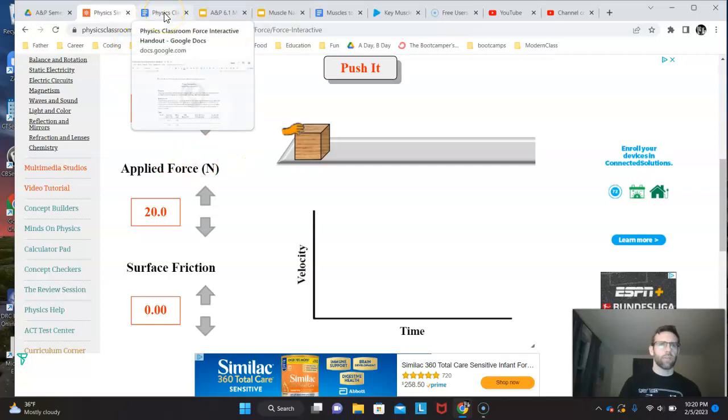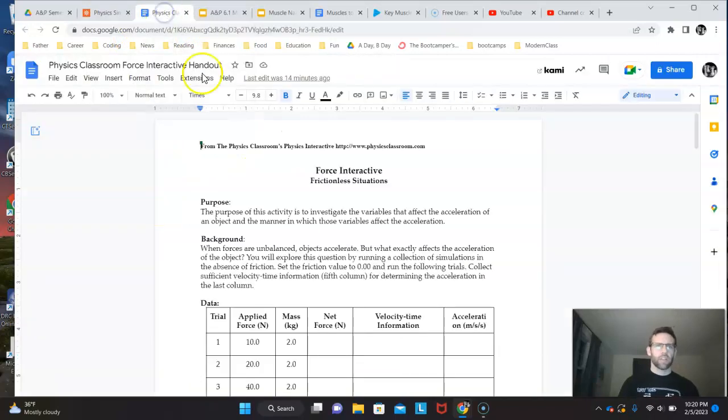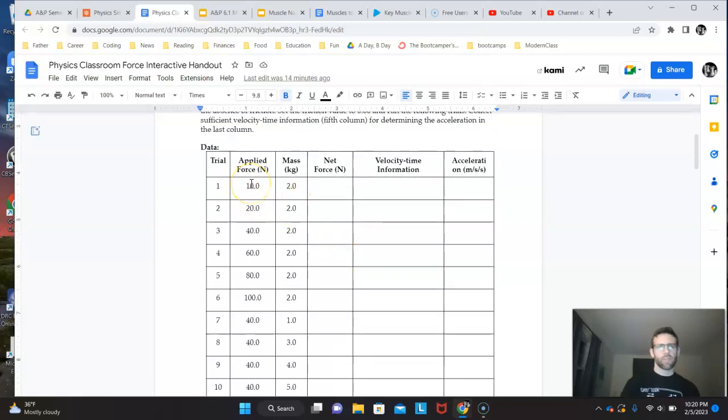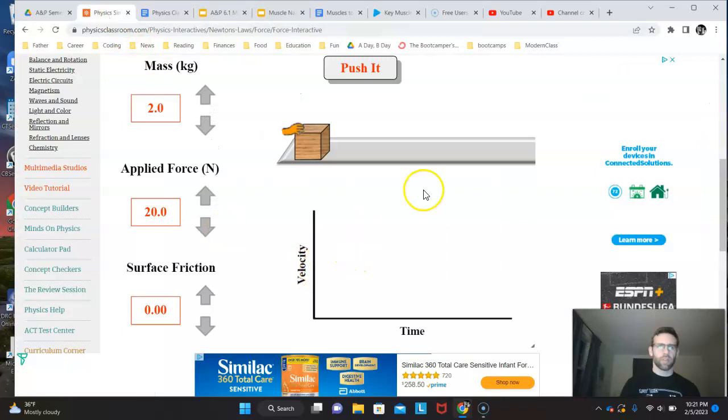And while you are playing around with this interactive, you're going to be filling out this handout. All right, so you can kind of see it tells you what force to use, what mass to use. It wants you to figure out what is the net force on the object. And then it wants you to give a description of the velocity time information, and then what is the acceleration.